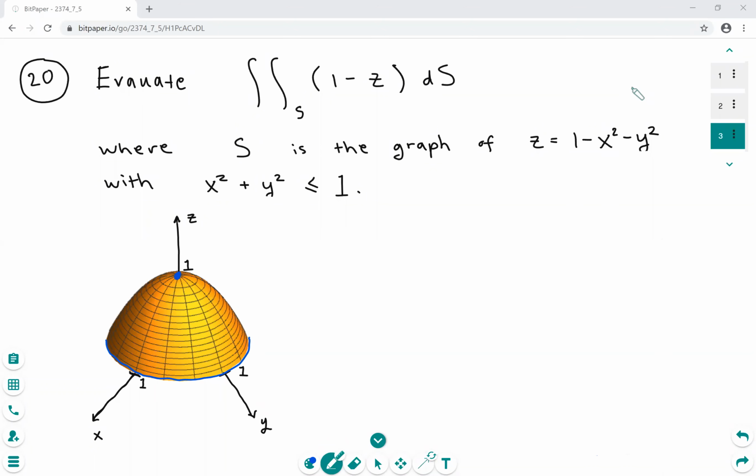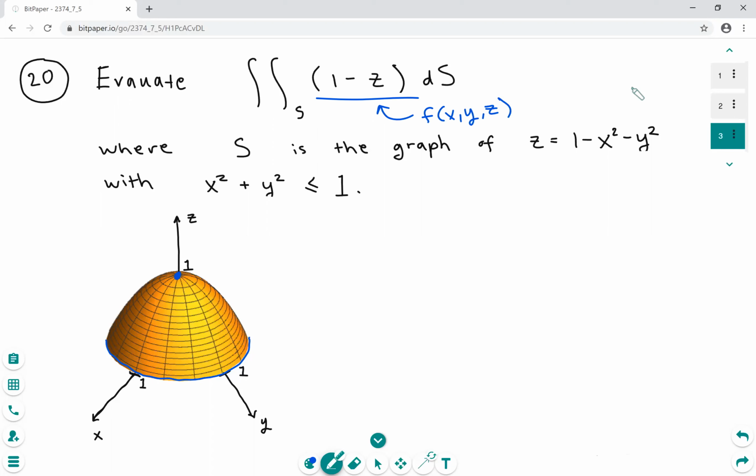Okay, hi everyone. This is going to be our second video on 7.5, which is on surface integrals of scalar functions. So we're just going to do another example here quick. The double integral over S of 1 minus z dS, where S is the graph of z equals 1 minus x squared minus y squared with x squared plus z squared less than or equal to 1. So again, this 1 minus z is going to be our f of x, y, z.